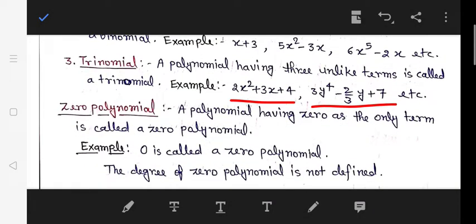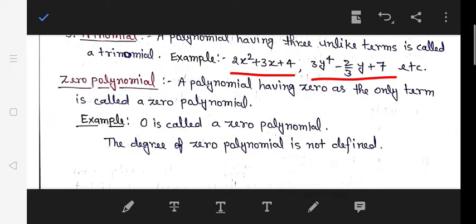Now next one is the zero polynomial. A polynomial having 0 as the only term is called the zero polynomial. It means 0 is called the zero polynomial. So 0 is separated. The reason is that the degree of the zero polynomial is not defined. It means that only the number 0 is called the zero polynomial, and leaving that 0, the rest of the other numbers are called constant polynomials. So 0 is called the zero polynomial.